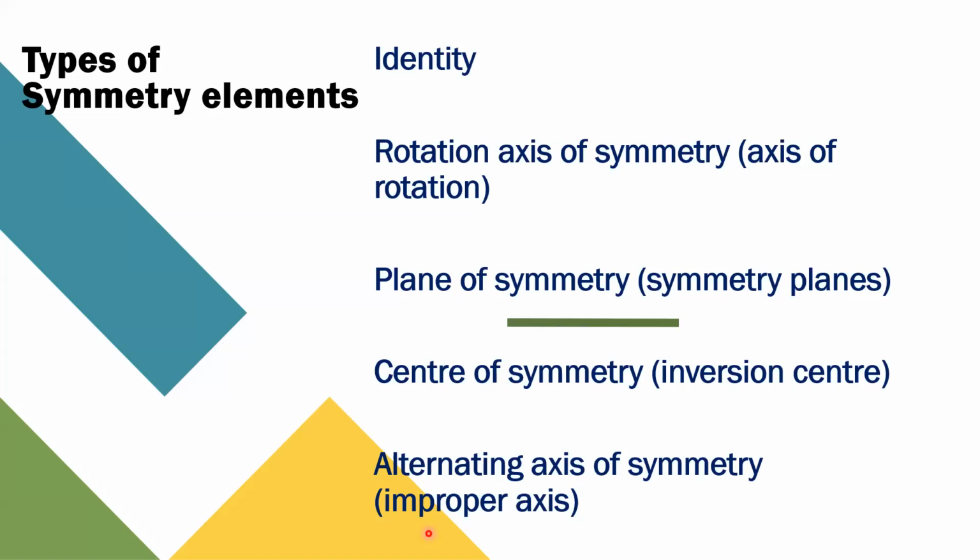Improper rotation. This is the rotation axis, proper rotation. Here, improper rotation, right? So the 5 actions are there. So let's take one by one and see.